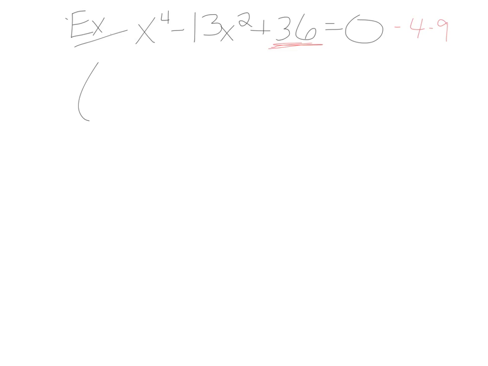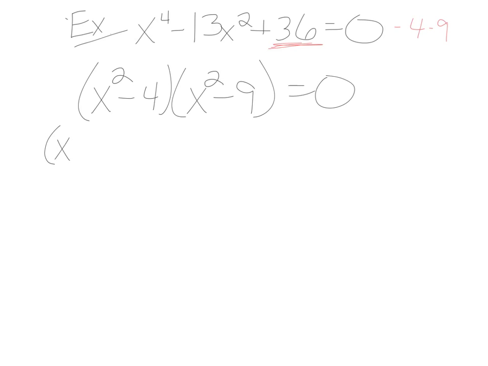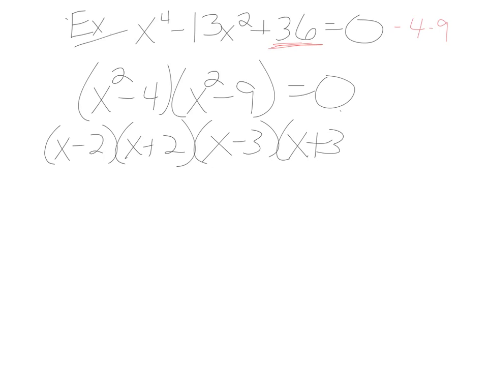So normally you would write x minus 4, x minus 9. But my original is an x to the 4th. So in the parentheses, I need an x squared and an x squared. And if you're ever unsure, you can FOIL it back out, and it should come back to what you started with. X squared minus 4 and x squared minus 9 are both difference of squares. So x minus 2, x plus 2. And then the x squared minus 9 would be x minus 3, x plus 3.